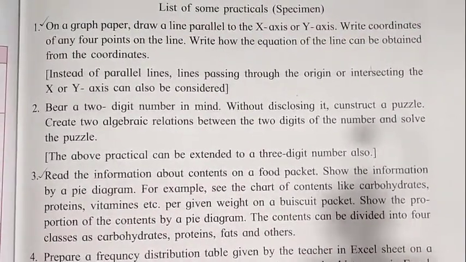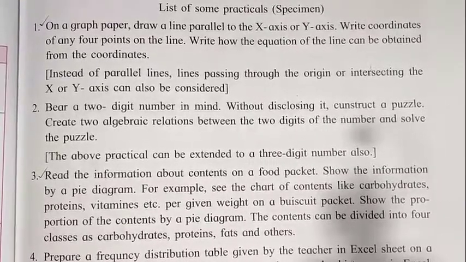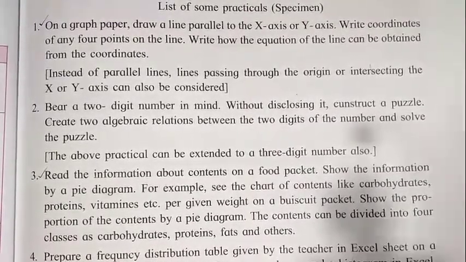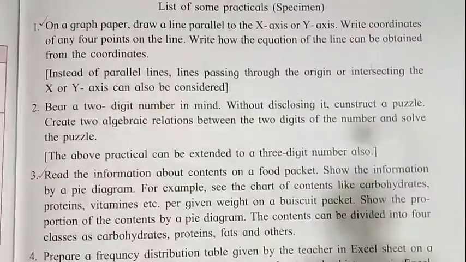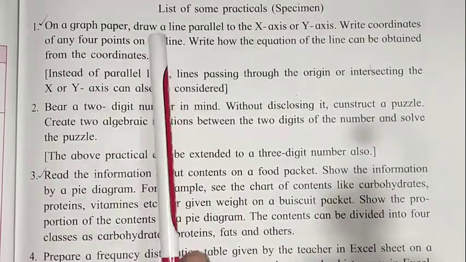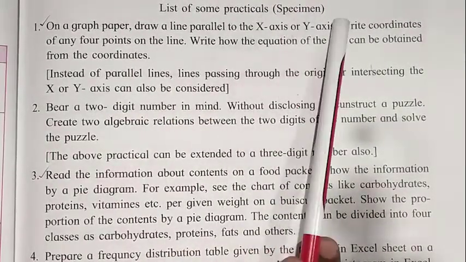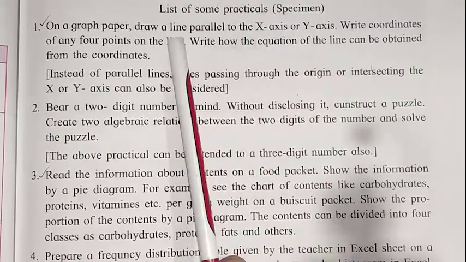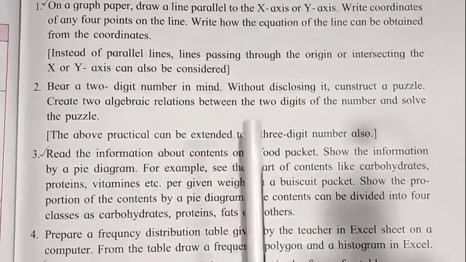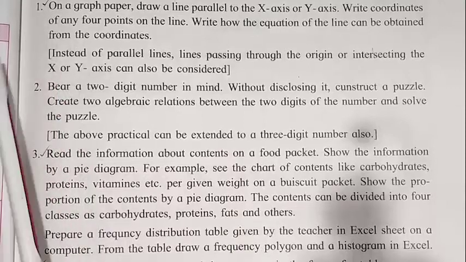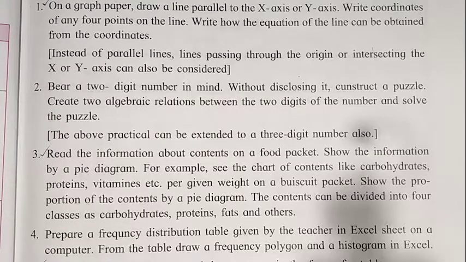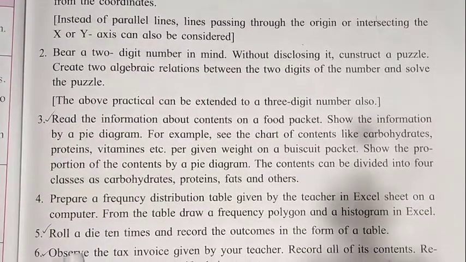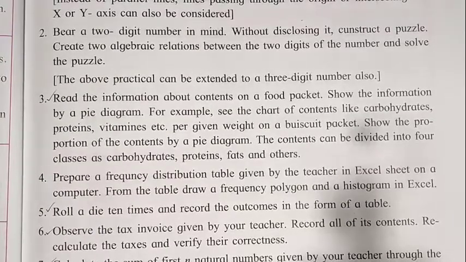Before that, one more point I want to make very clear to you. Open your textbook and see. Before the first chapter begins, before the index page, there is a page which is a list of some practicals, specimen practicals. Out of that, certain practicals are omitted because those chapters are omitted. So you can select practical number 1, 2, then practical number 5, practical number 7 and 8.